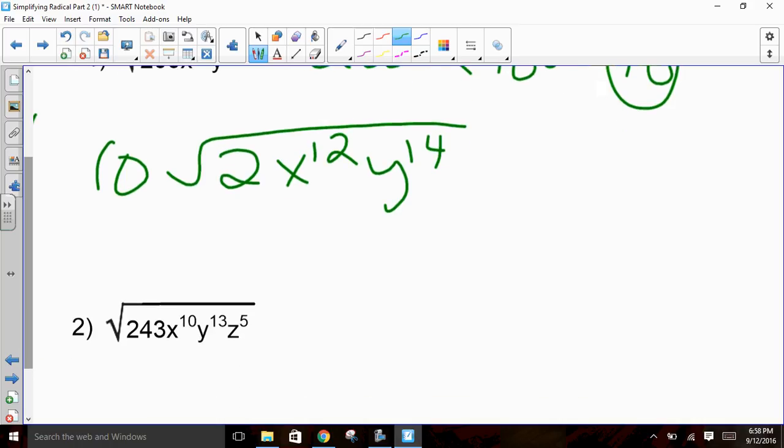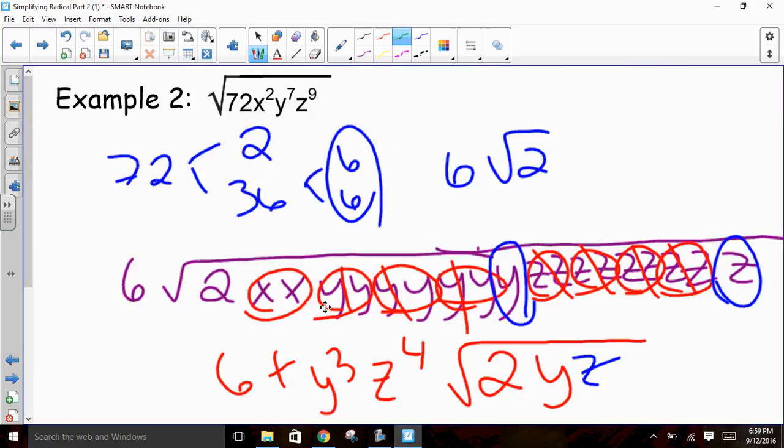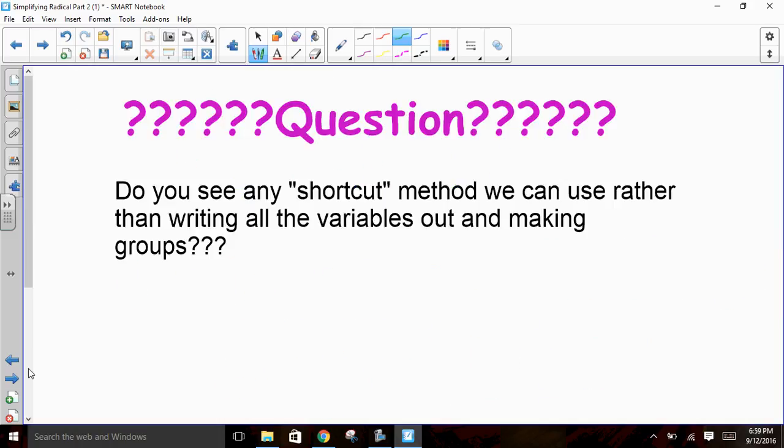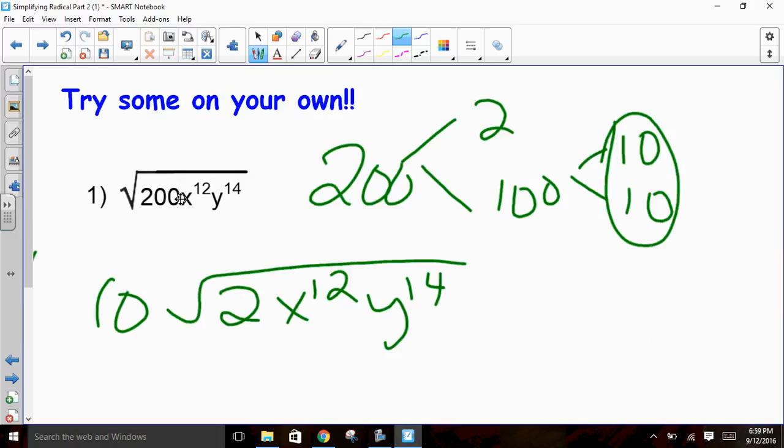Next I'm going to take a look at my variables. So if you go back for a second and you notice that I ended up putting stuff into groups of 2. It's like saying I have 12 x's or 12 people and I want groups of 2 of them. I want to pair them up. How many groups am I going to have? Well, you should be saying 6 groups of 2 because 6 times 2 gives me 12.